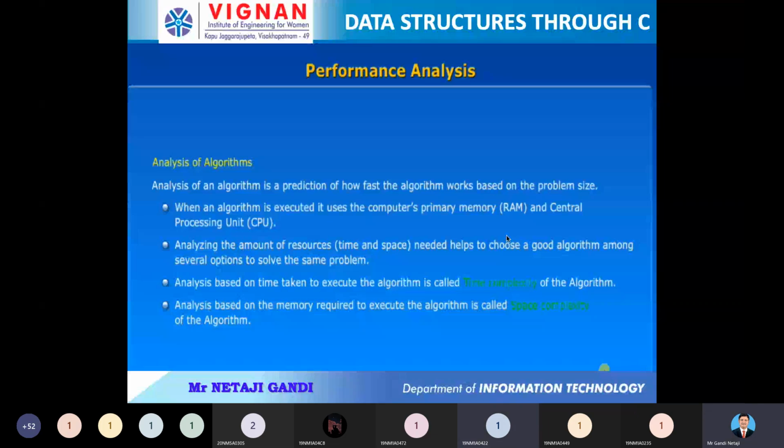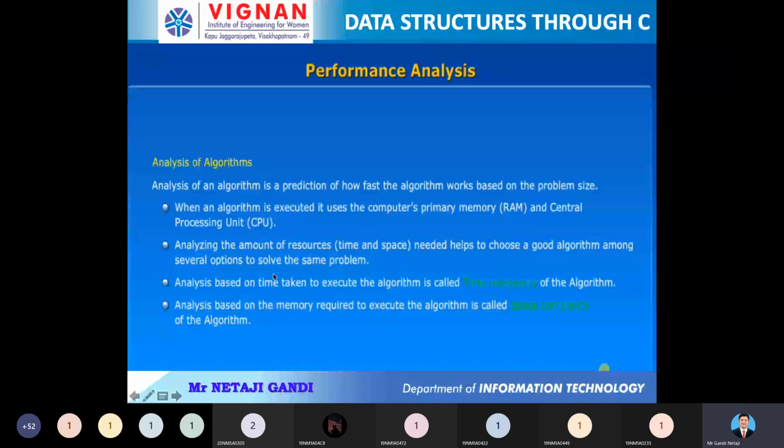Please respond. How do you say this is a good program? How do you say this is not a good program? Is the process of the program fast or not? It can be judged according to your program size. Suppose your program has 10 instructions, or your program has 20 instructions. How much time does it take to execute your program? That is called the time complexity of the algorithm.